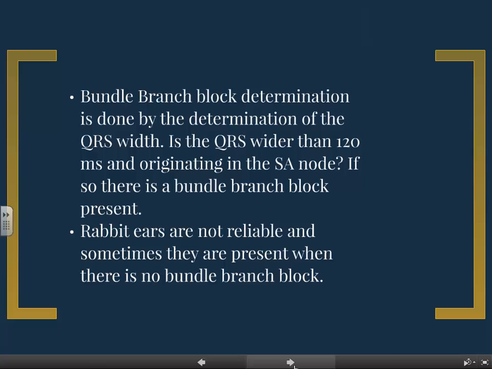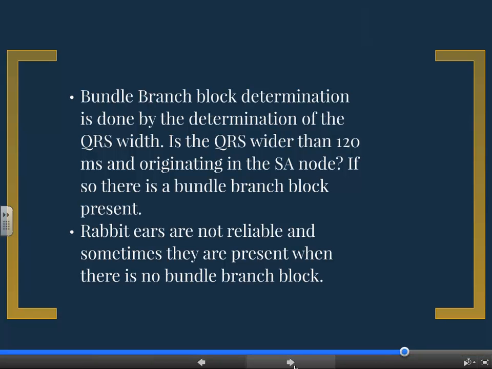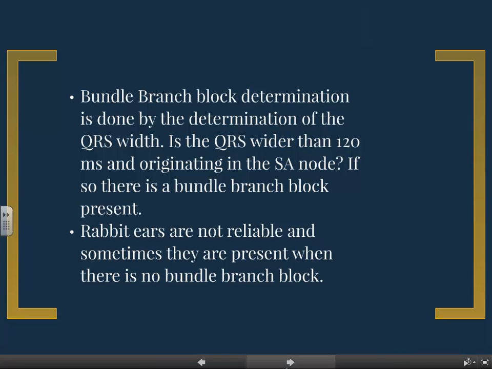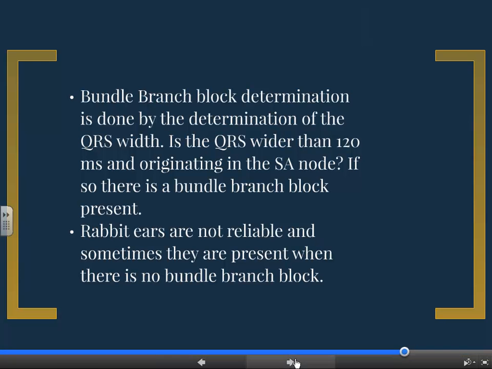Bundle branch blocks. I already talked about these just a little bit. Rabbit ears are not absolutely reliable, but they can aid in you determining that. All right. When you're doing a 12 lead and you're looking for a bundle branch block, what area are we looking at? What lead are we looking at? V1 is going to be your main one that you look at. V1 may look at V2, but why is V1 the area that you look at? Think about it. Think about what V1 and V2 are looking at.